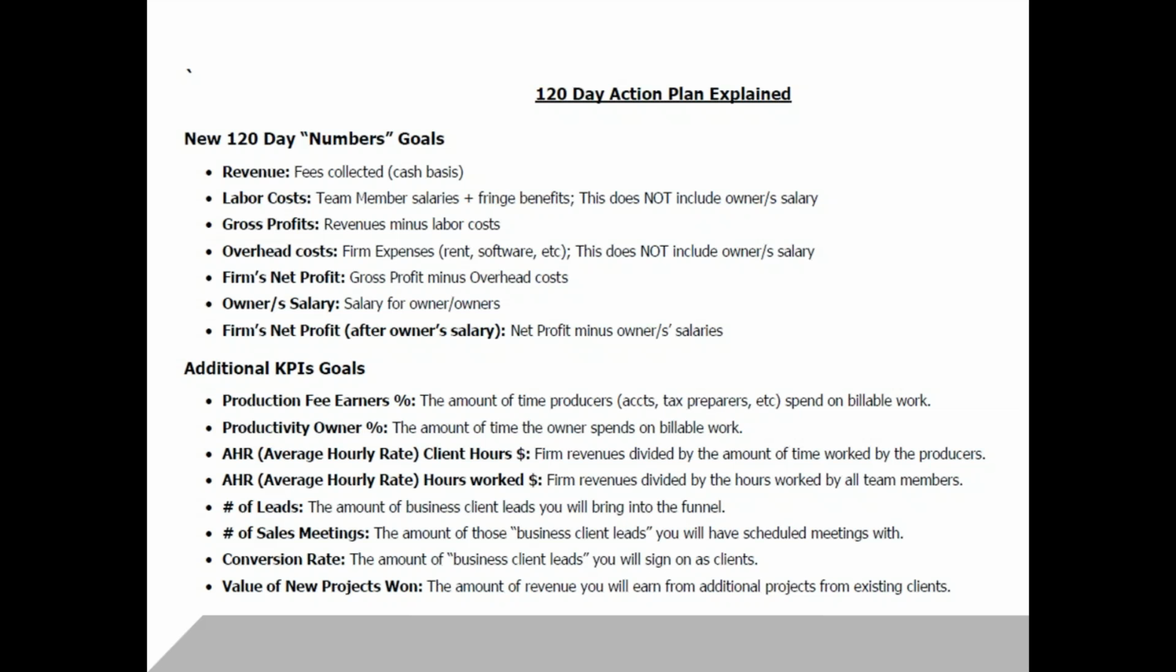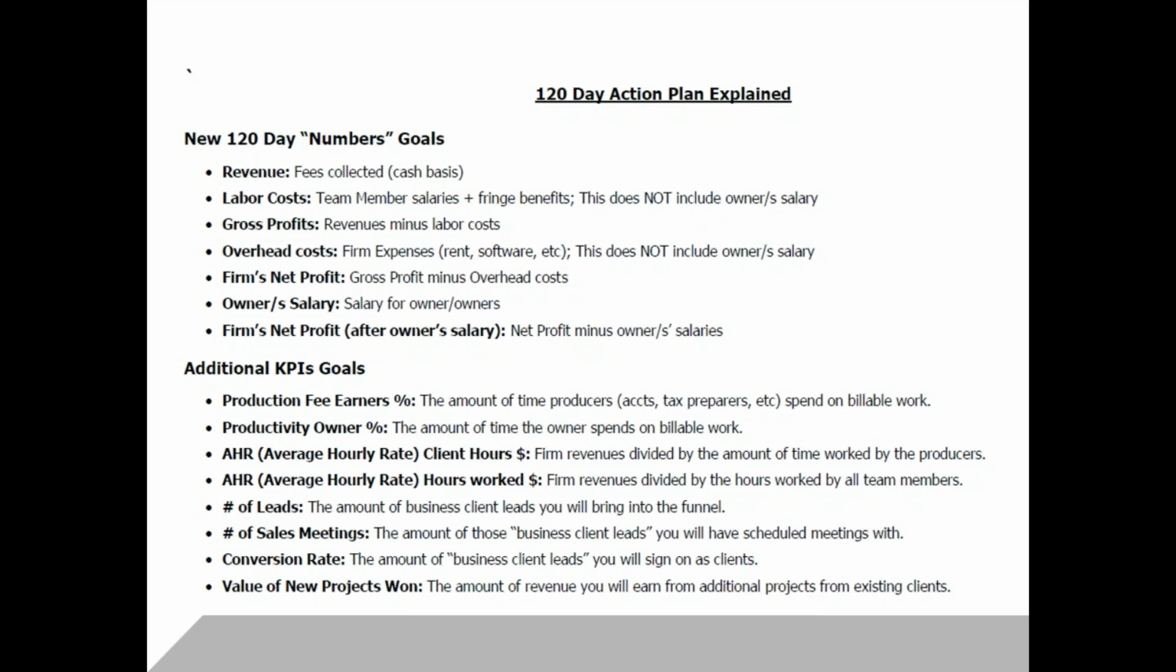And then additional KPIs, production fee earners, the amount of time producers spend on billable work. How much of the time in a week are your producers spending on billable work? So that you want that percent to be high. So they're not doing wasteful stuff. You want the producers to produce. You want them to work on billable work. So that production fee, the target is 90%. That's great. 80% is average, 70% and lower is poor. So that's the first one, production fee earners.